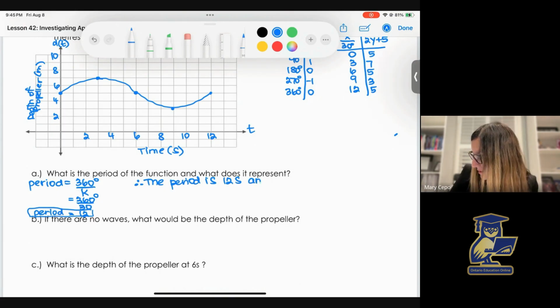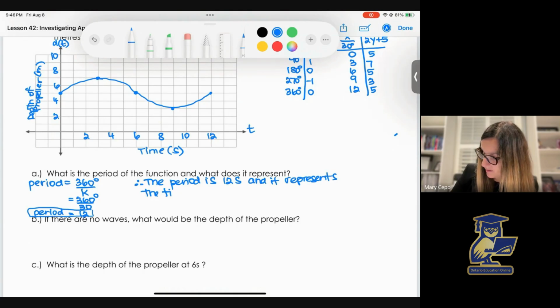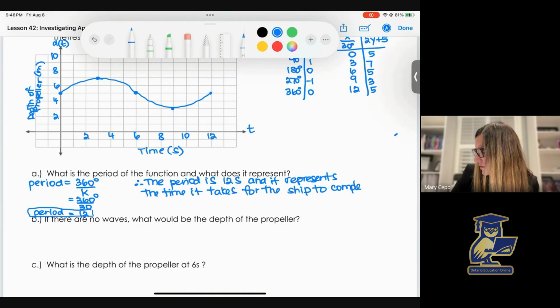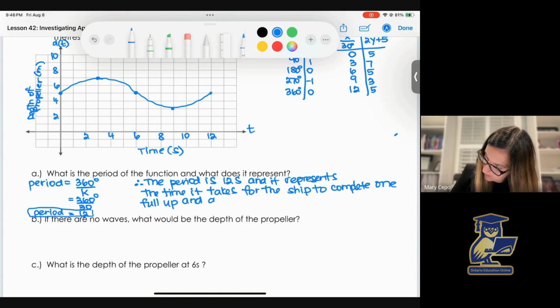And it represents the time it takes for the ship to complete one full up and down cycle with the waves.